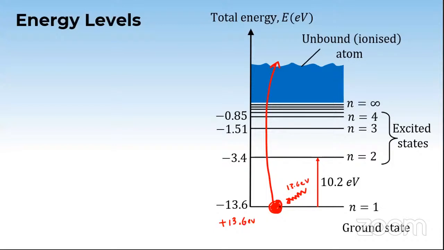0 means where does it have to be? It has to be outside the atom. Outside the atom. So this is called ionization. Do you remember chemistry? Ionization energy of hydrogen atom is 13.6. This is how we get 13.6.